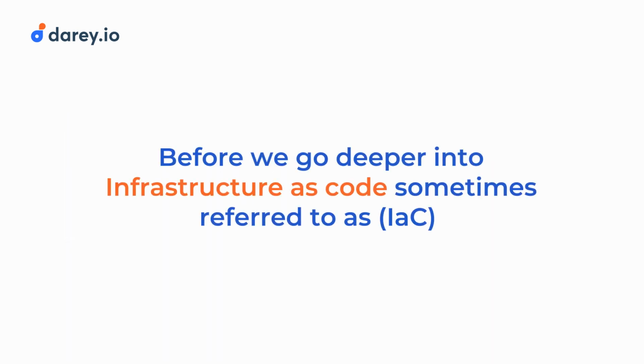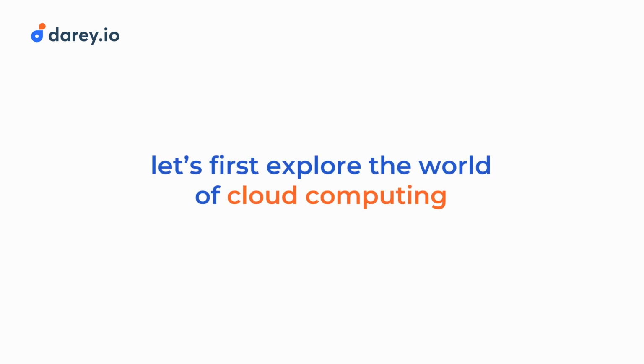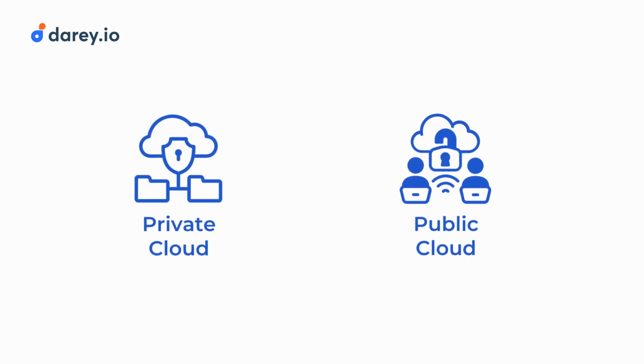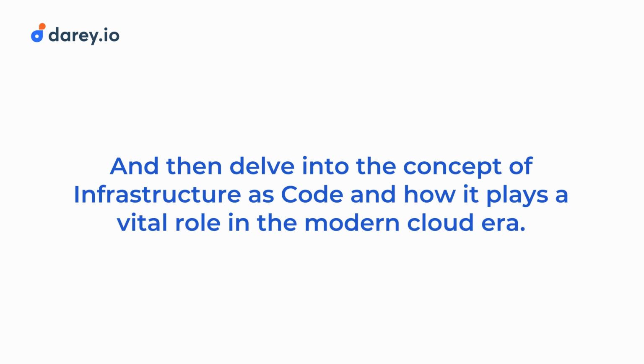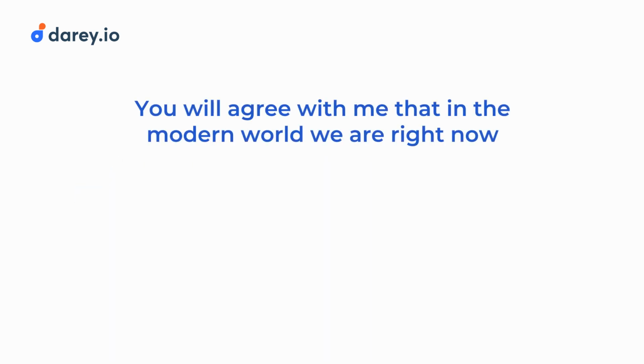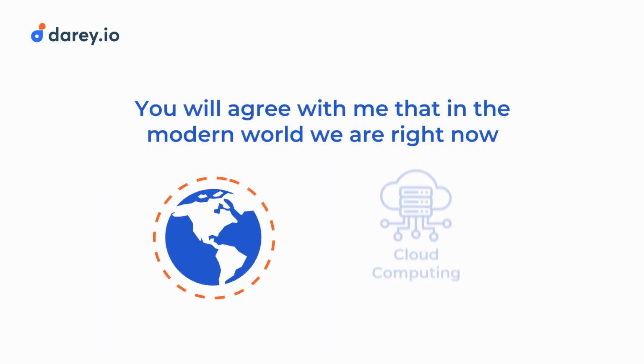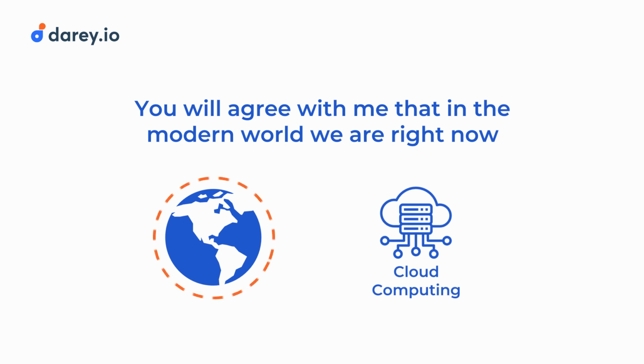Before we go deeper into infrastructure as code, sometimes referred to as IAC, let's first explore the world of cloud computing, including private and public cloud offerings, and then delve into the concept of infrastructure as code and how it plays a vital role in the modern cloud era. You'll agree with me that in the modern world we are in right now, cloud computing has revolutionized the way businesses and developers manage their IT infrastructure.